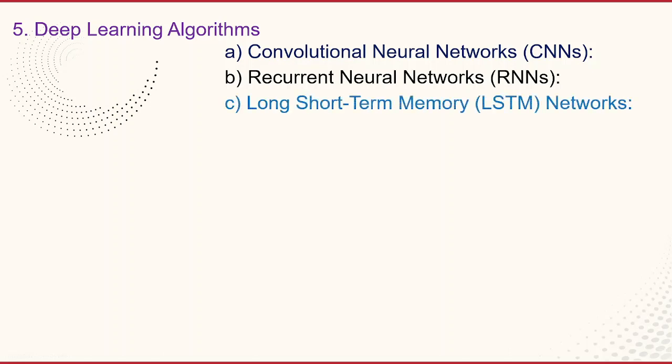Long short-term memory networks (LSTM). LSTMs are a type of RNN that can selectively remember or forget information over long periods of time. They are commonly used in language modeling, speech recognition, and video analysis.